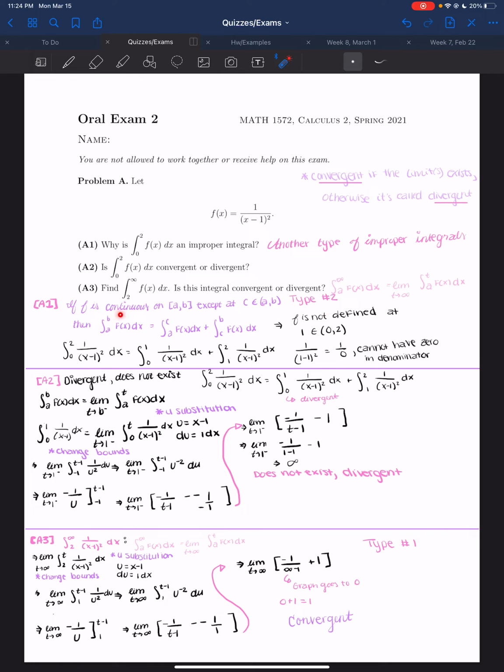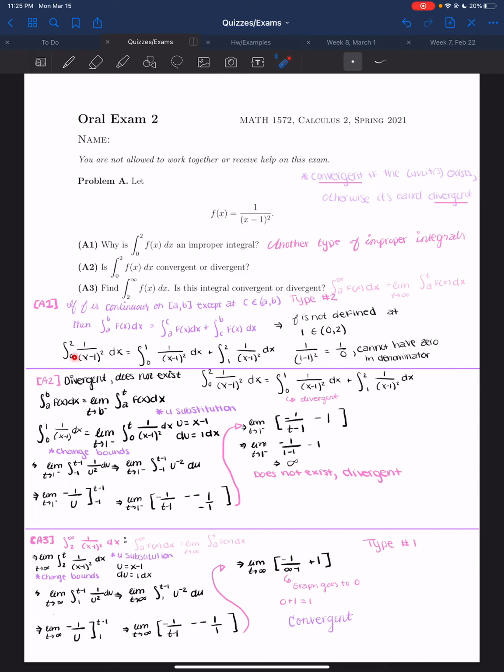Because f is continuous on the closed interval a to b except at c in a to b, then the integral of a to b f of x dx equals the integral a to c f of x dx plus the integral c to b f of x dx. So we're going to plug into this formula here, and we're going to change these bounds to 0 to 1 and 1 to 2.